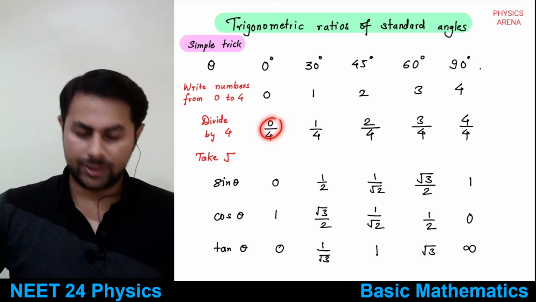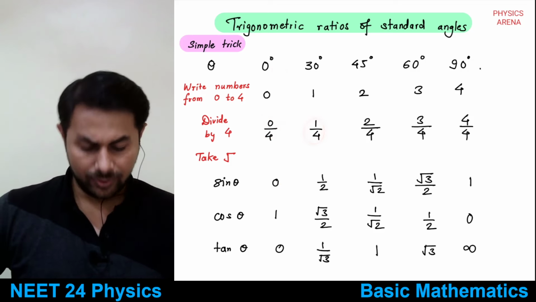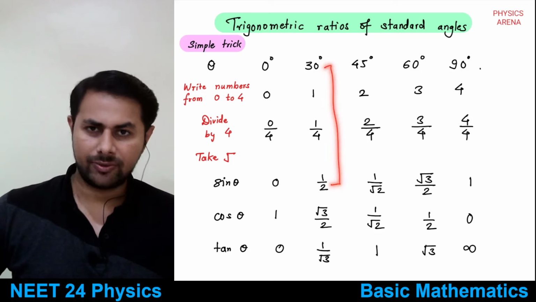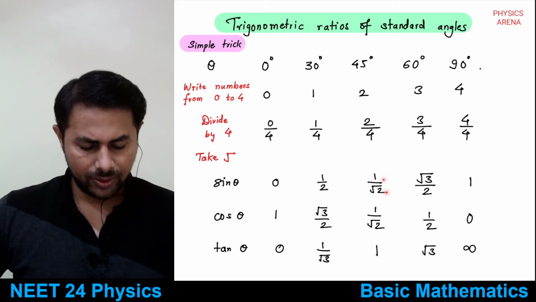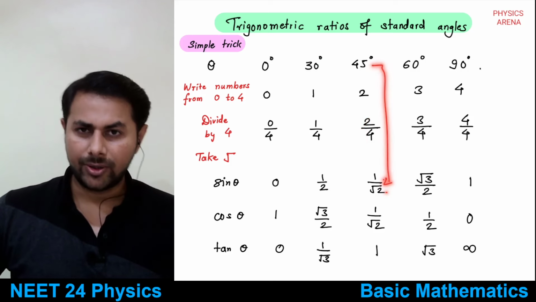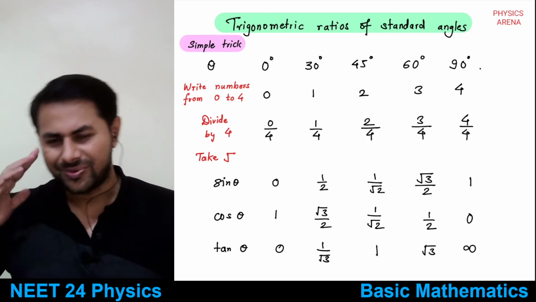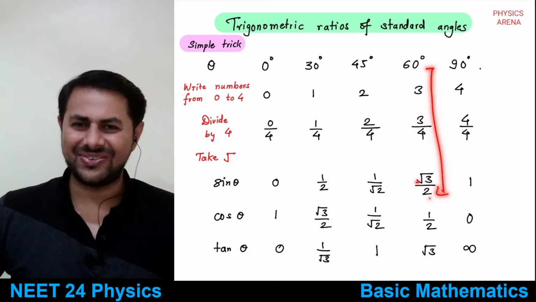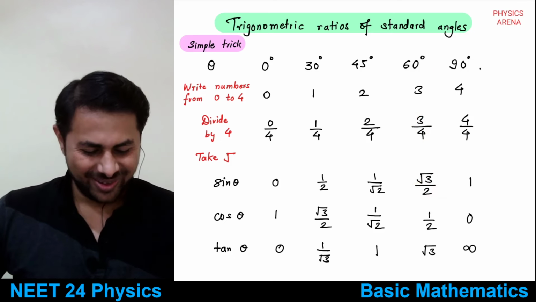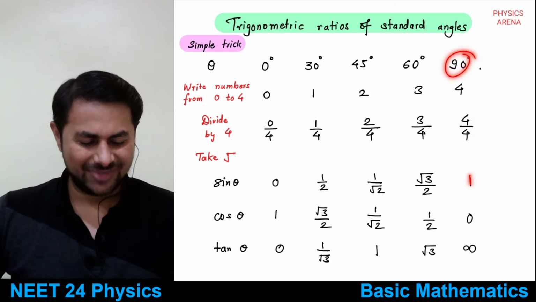So the square root of 0 is 0, so sine 0 is 0. The square root of 1 by 4 is 1 by 2, so sine of 30 degrees is 1 by 2. The square root of 1 by 2 is 1 by root 2, so sine of 45 is 1 upon root 2. Then for 60 degrees, the square root of 3 by 4 is root 3 by 2. So sine of 60 degrees is root 3 by 2. And the square root of 1 is 1, so sine of 90 degrees is 1.